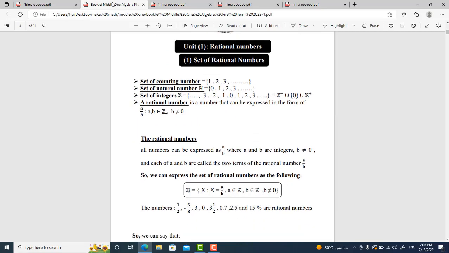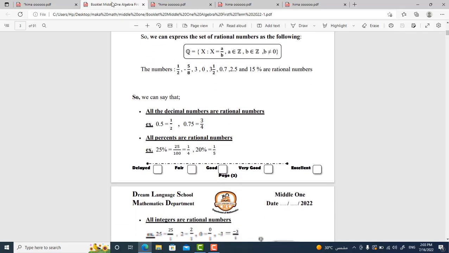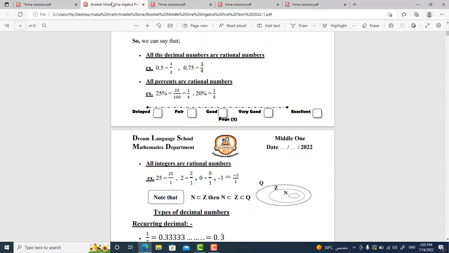The set of counting numbers, the natural numbers, the integers, and the rational numbers. I can express that as a over b, where b doesn't equal 0. And we have here that all decimal numbers are rational numbers. All decimal numbers? Yes, all decimal numbers.